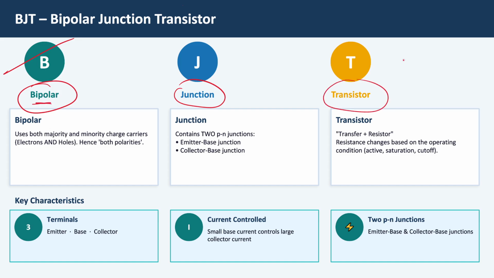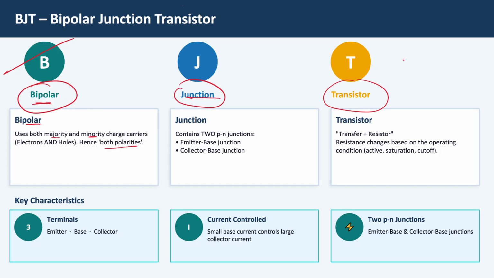So bipolar, why do you call it bipolar? It means the flow of electrons, or the flow of current, is due to both the majority and minority carriers which are present in this transistor. So that's why we call it bipolar. It means it contains two polarities, positive and negative.